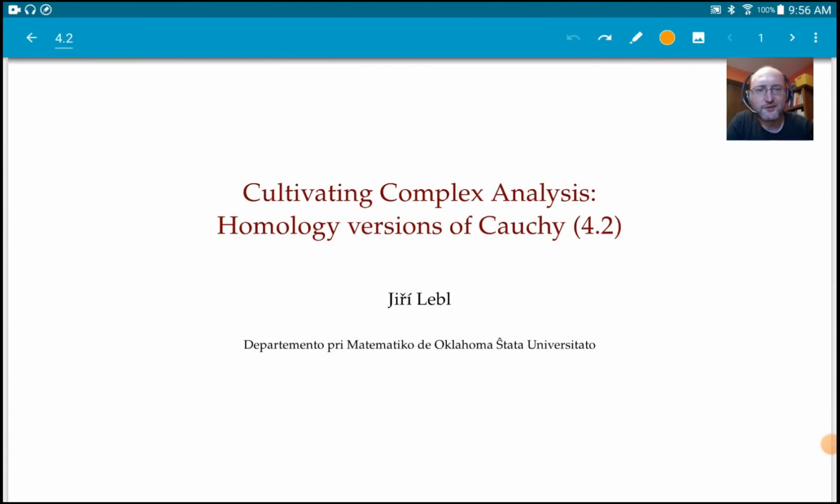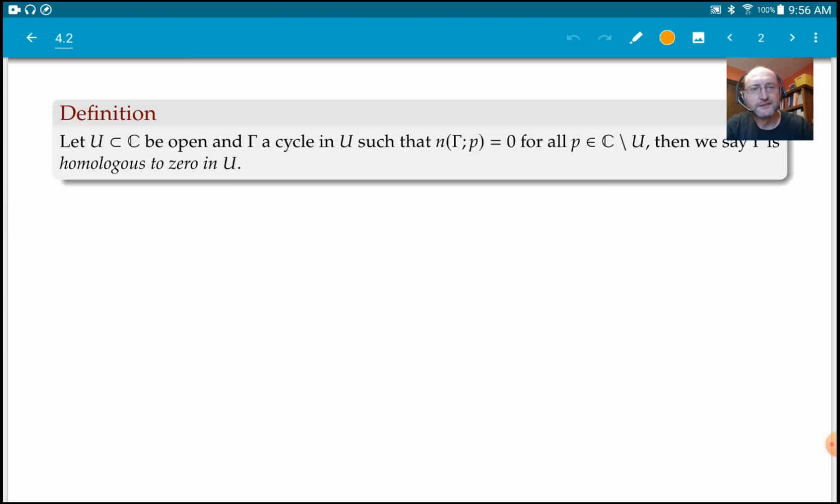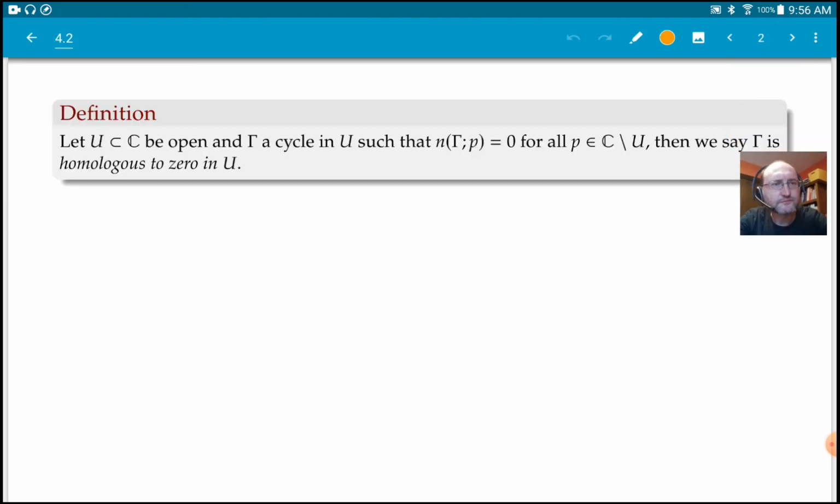Hello, and welcome to another lecture in the course. Today we're going to look at homology versions of Cauchy. In some sense, this is the most general version of Cauchy that we're going to look at in this course. All right, let's start talking about homology.